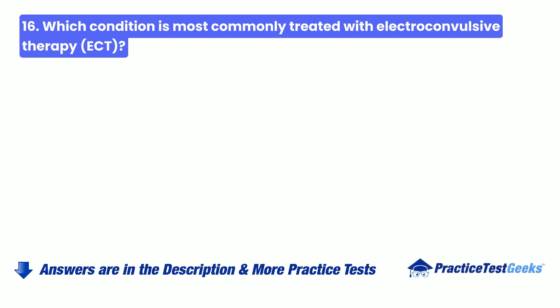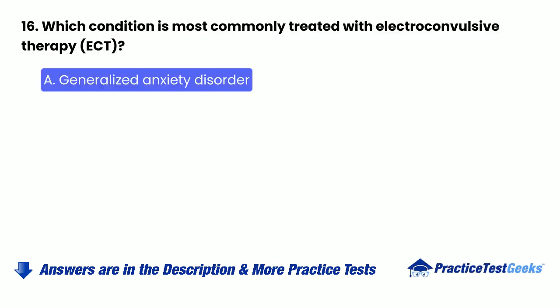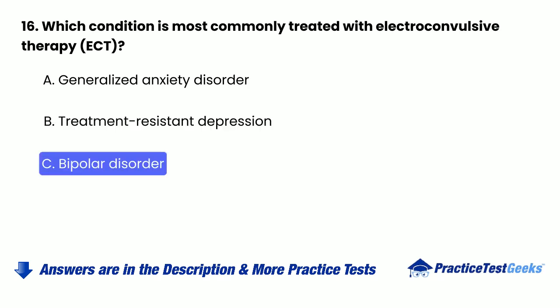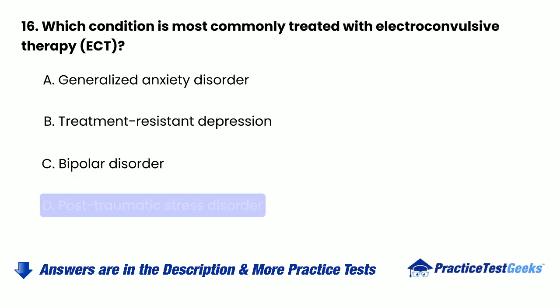16. Which condition is most commonly treated with electroconvulsive therapy, or ECT? A. Generalized anxiety disorder. B. Treatment-resistant depression. C. Bipolar disorder. D. Post-traumatic stress disorder.